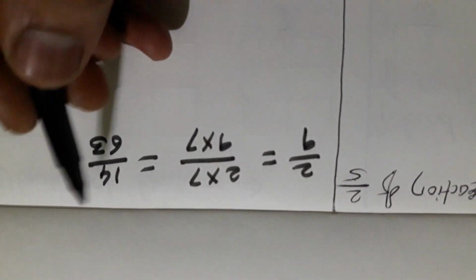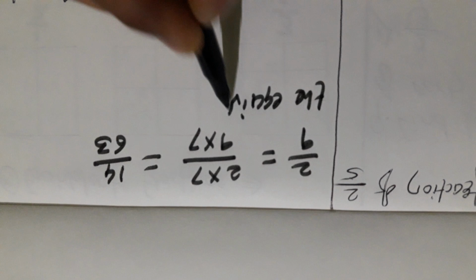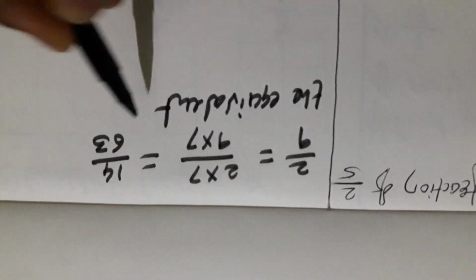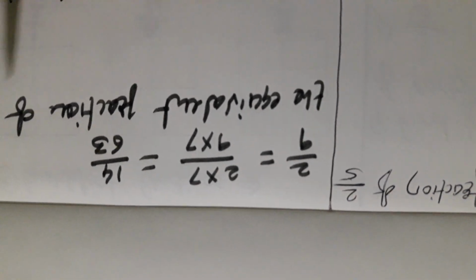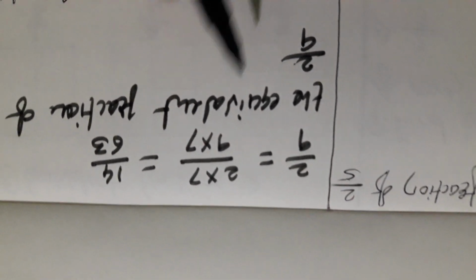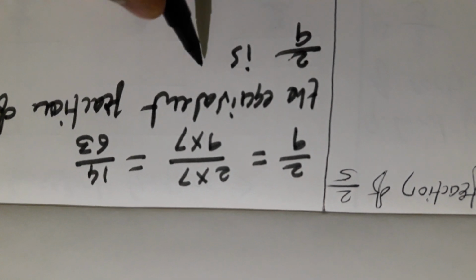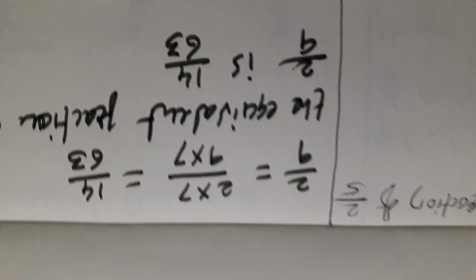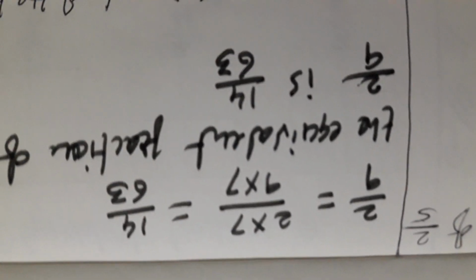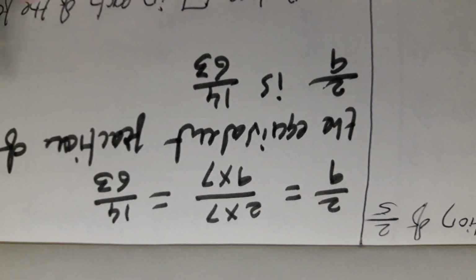Then which is the equivalent fraction? The equivalent fraction of 2 upon 9 is, suppose you are going to write directly in this way also, that is also correct, 14 upon 63. Is it clear? Try to understand, it's very important. 14 upon 63. Okay, those are one type of example.